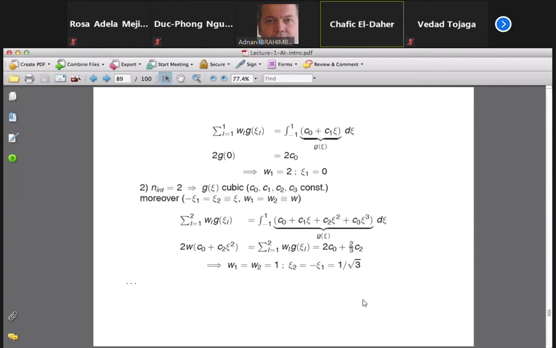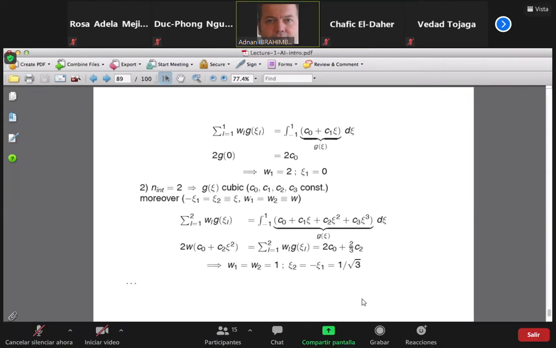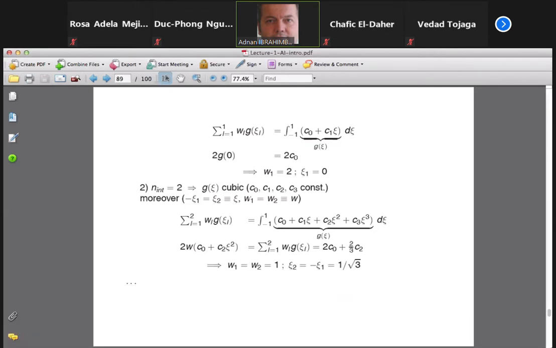Okay. So now, as I said, two Gauss integration points would allow me to have four, let's say, coefficients. That means I can define a cubic polynomial, and I am looking for two unknown values of abscissa and two unknown values of weights. By the symmetry with respect to the interval, I can assume that these two weights are the same, W1 and W2 being the same W, and these abscissas are symmetrically placed with respect to the center, psi equal to 0.